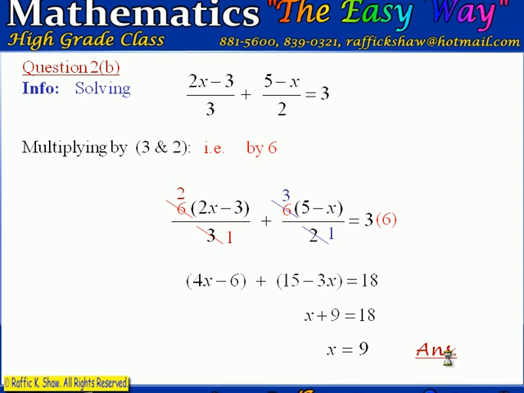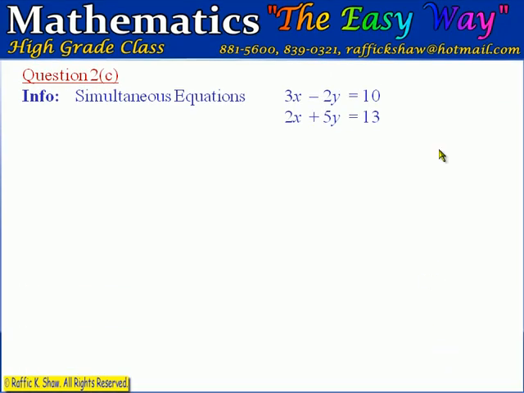Let's do now question 2c. In question 2c, we are given a pair of simultaneous equations to solve. That's these two equations. And we observe we have a negative 2y here and a plus 5y here. And we can solve this by elimination. What we will do is adjust the two equations so that we can eliminate y. So if we multiply this first equation by 5, then this becomes minus 10y. And if you multiply this second equation by 2, this becomes plus 10y. And then we'll be able to add the two equations to eliminate y.